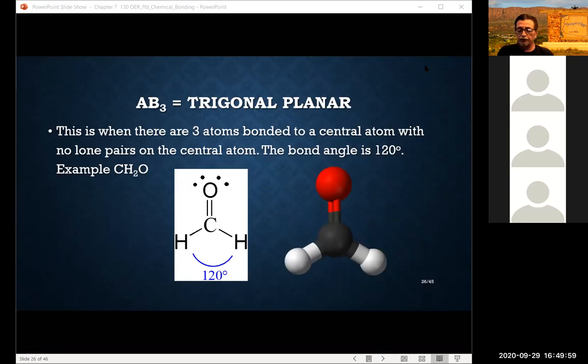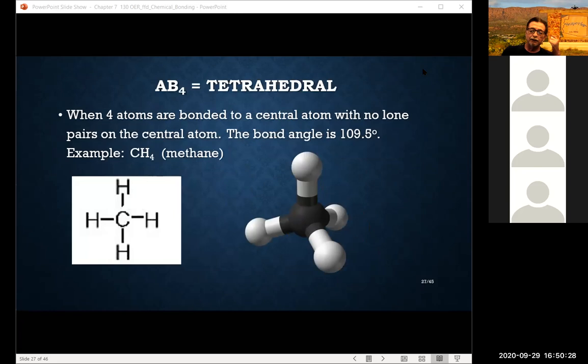Another structure is AB3. This is a structure of CH2O, which is formaldehyde. It's a cancer-causing material. If you ever dissected a pig in high school, you probably smelled the formaldehyde. This is what they use as a preservative. Anyway, this particular structure is called trigonal planar, okay, with bond angles of 120 degrees. The most common shape is the AB4 general formula, also called tetrahedral.